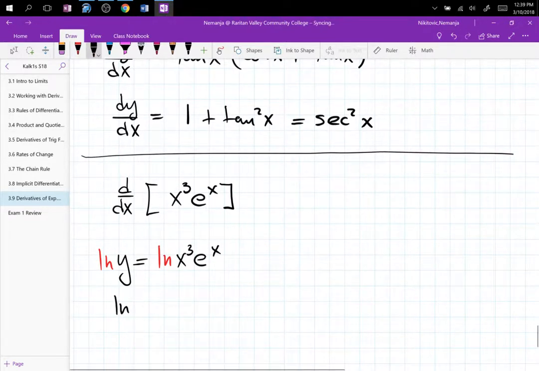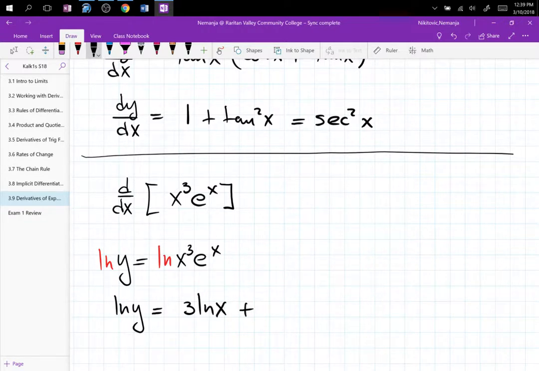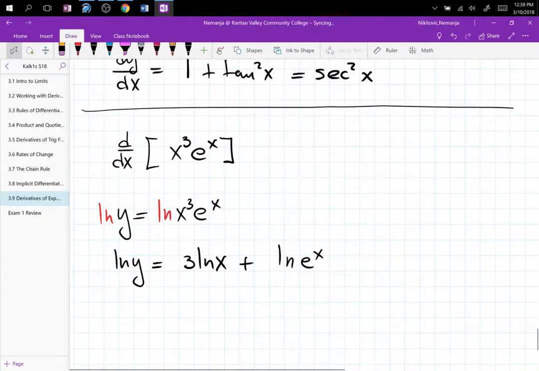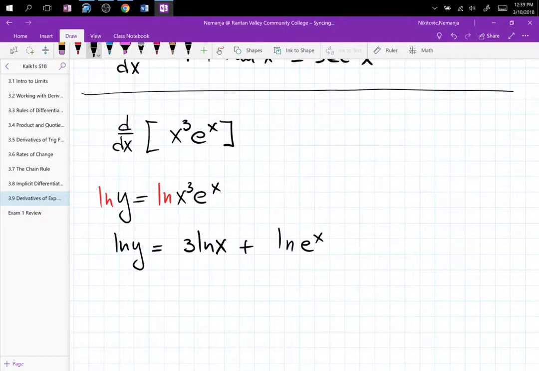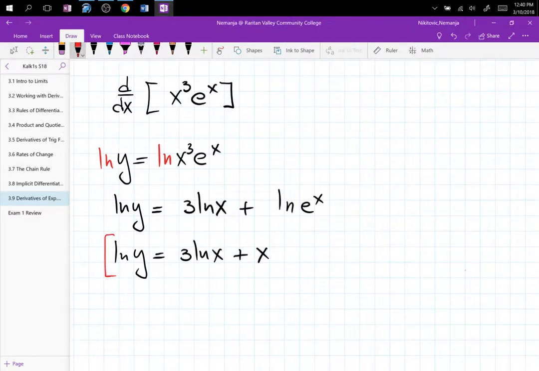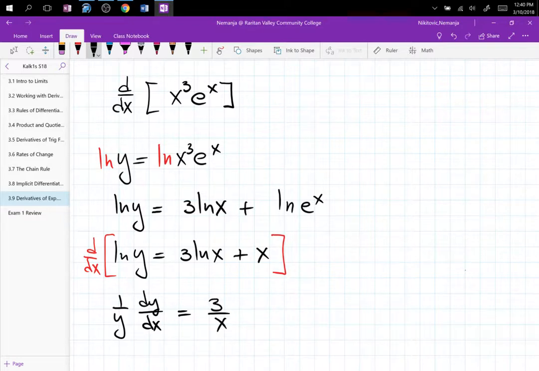And at this point, we have ln y is equal to 3 ln x plus ln of e to the x. And this ln e to the x becomes x. So when you simplify that, you get 3 ln x plus x. And now when you take the derivative, we have good old 1 over y dy dx, because of the chain rule, is equal to, on the other side, 3 over x plus 1, because the derivative of x is 1.